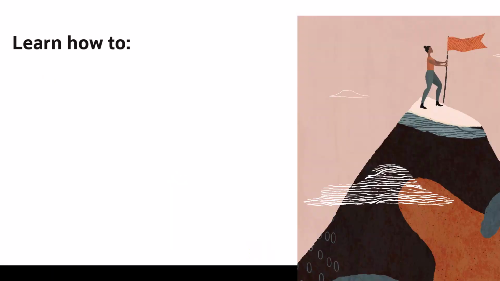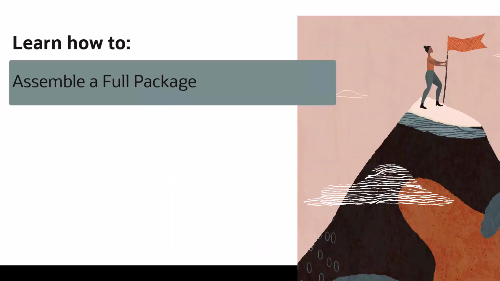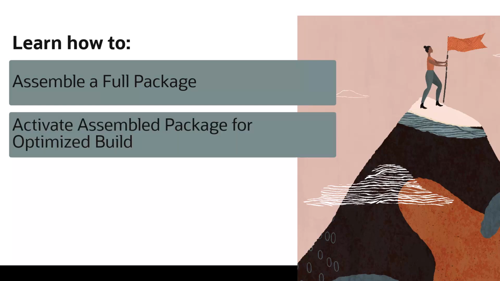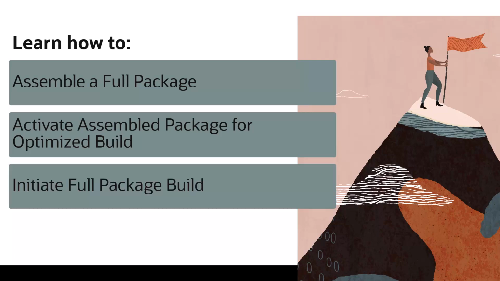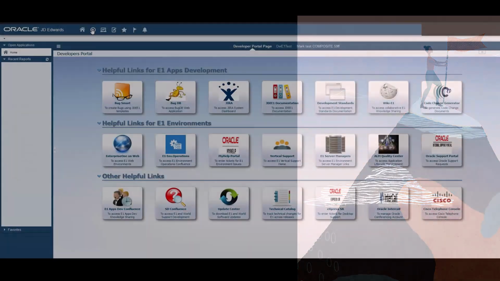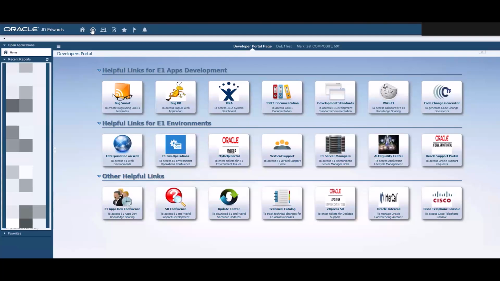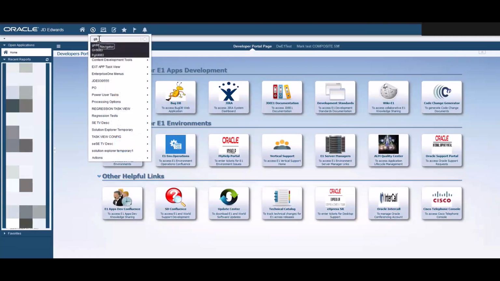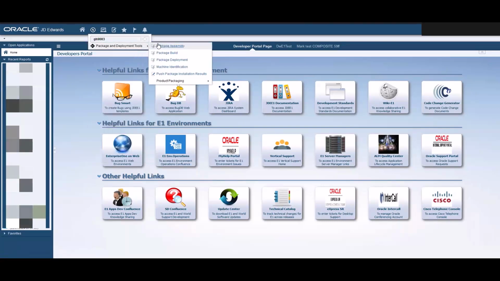The objectives of this tutorial are to assemble a full package, activate the assembled package in NetChange mode for an optimized build, initiate the full package build, and set the processing option to always run the full package build in NetChange mode. To initiate the full package build on the web client, first assemble the package, sign in to Enterprise One and select the package assembly application.